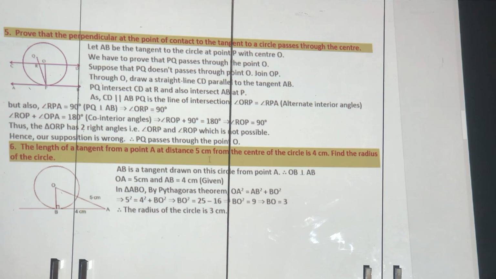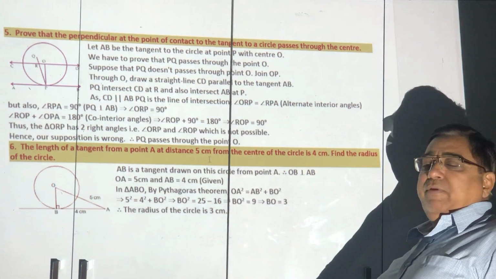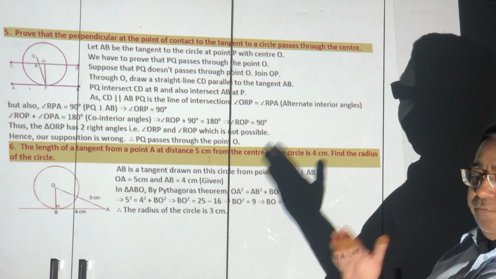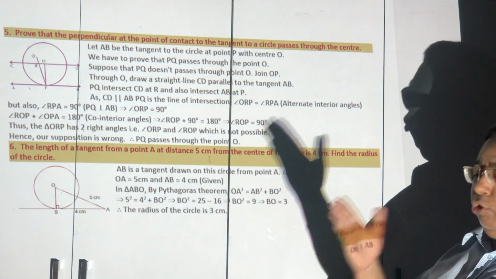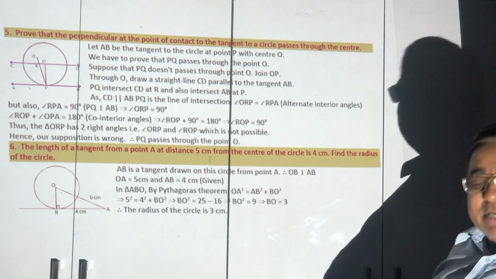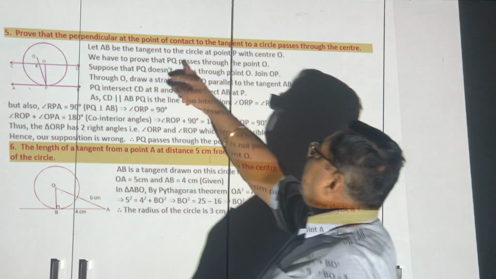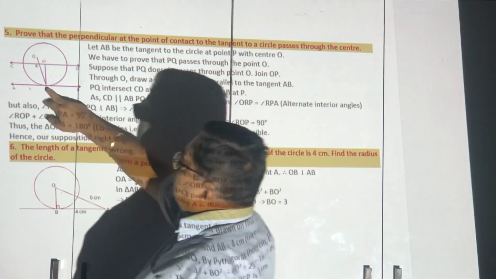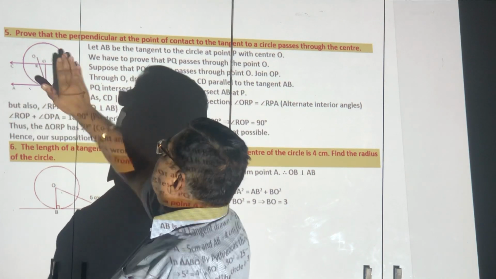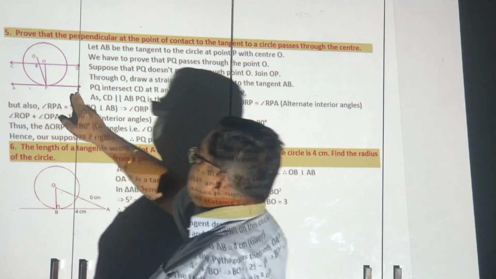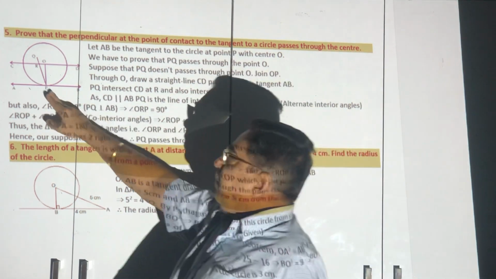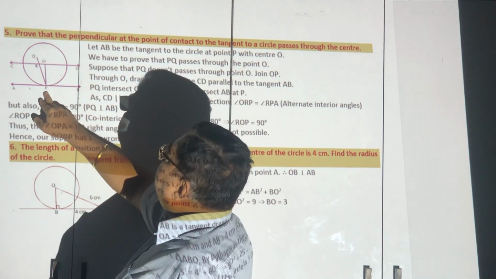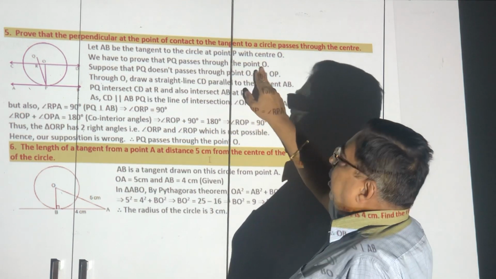Sum number 5. We will use a negative method of proving because we don't know how to prove. We are honest. So we have 2 types of proof, one positive proof, one negative proof. We will say something, then say no, what we assumed is wrong, therefore what is written was correct. Let us see. Prove that the perpendicular at the point of contact to a tangent passes through the center. So first let AB be the tangent to the circle at point P. We have to prove PQ passes through the point O.